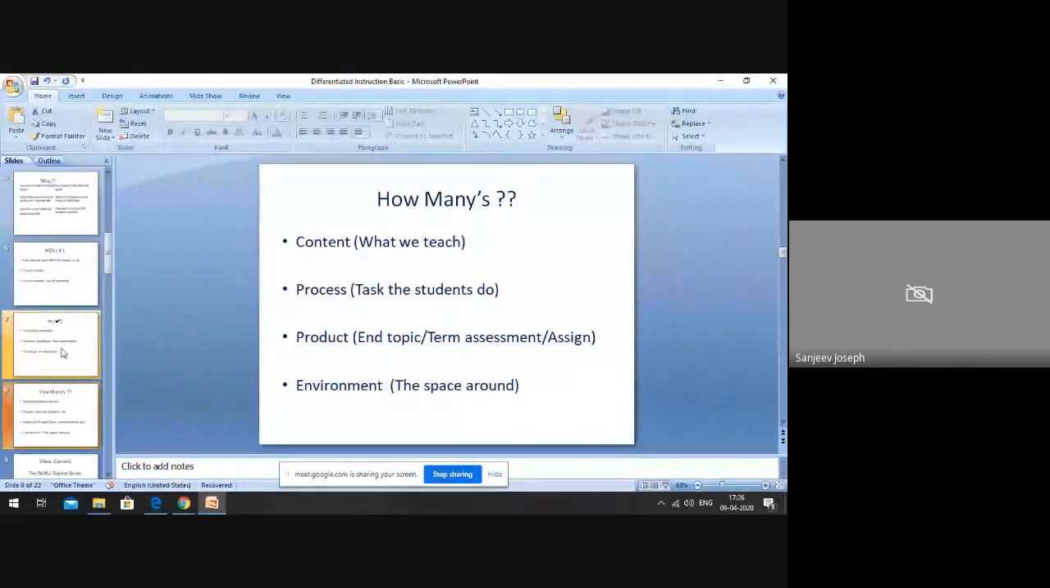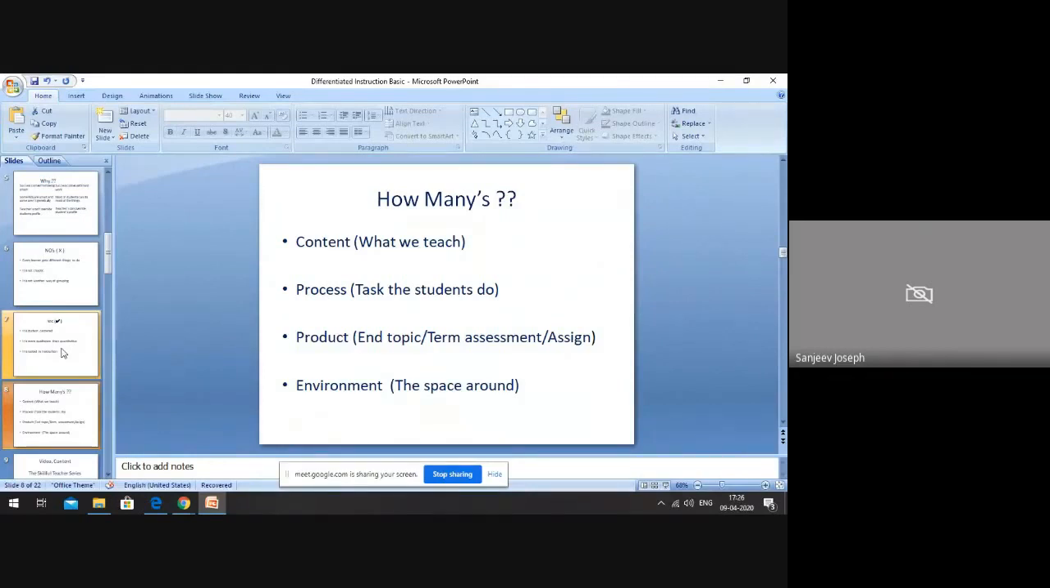Product, that is a very important term again. It is generally used at the end of a topic. It may be a term assessment, assignment, and so on. And we want them to show what they have learned and what we wanted them to learn. This is called the product.